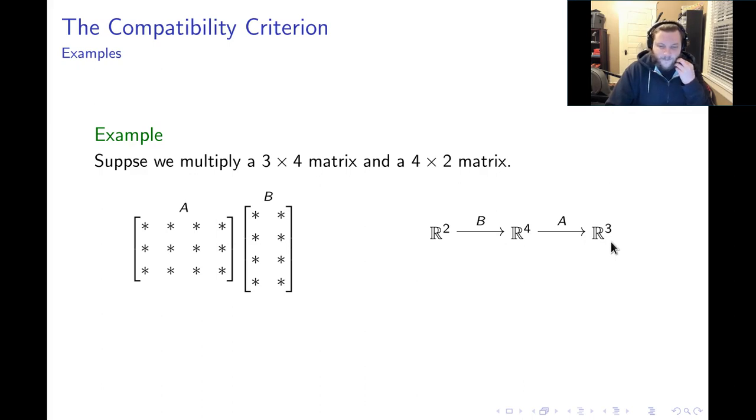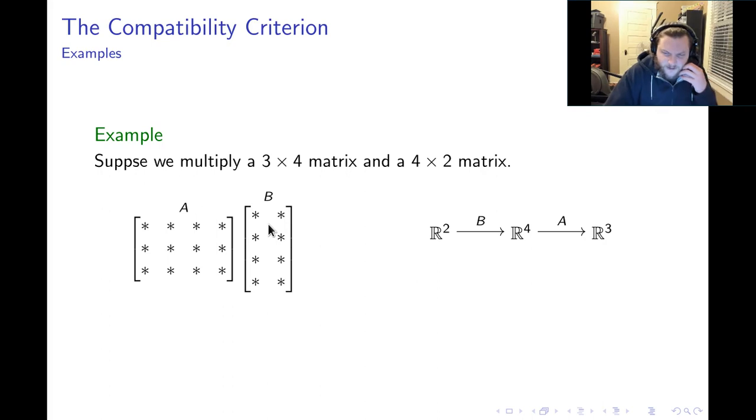The question of whether or not that's possible is addressed by whether or not this dimension in the middle is the same. In this case, B is a 4 by 2 matrix, which means it goes from R2 to R4. And A is a 3 by 4 matrix, which means it goes from R4 to R3. Here we see that the number in the middle really is the same. The number of columns of A is the same as the number of rows of B, so we are allowed to multiply these two matrices together.